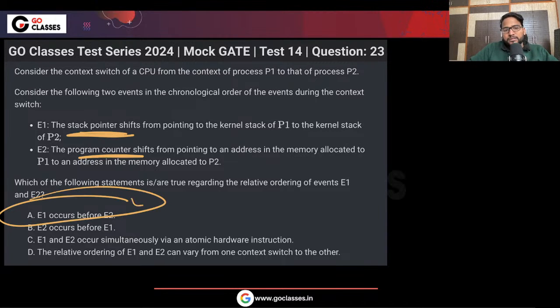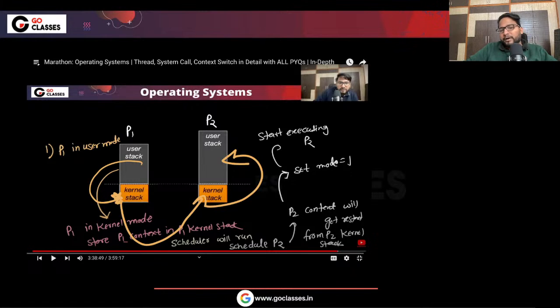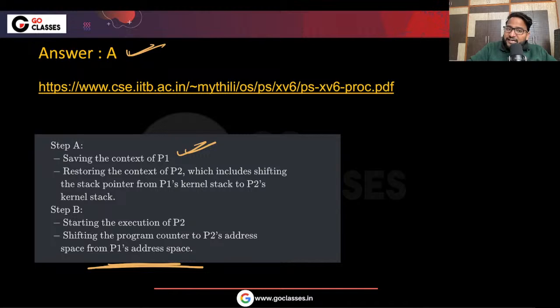Let me know if you have understood this. If you have seen this, then it is okay. Otherwise don't panic, that's okay if you have not seen it. I'm just telling you that you first save the context here, then restore the context from this stack, and then go to the P2 address space, right? By the way, this question I've taken directly from IIT Bombay. Understood? Okay.